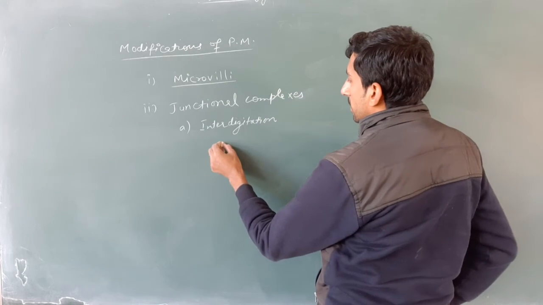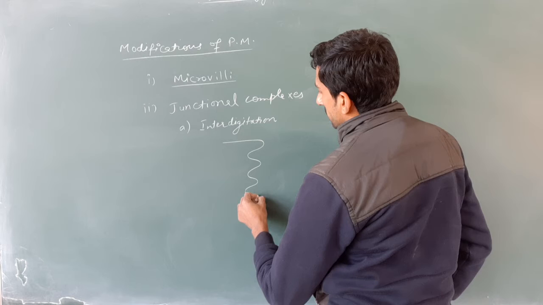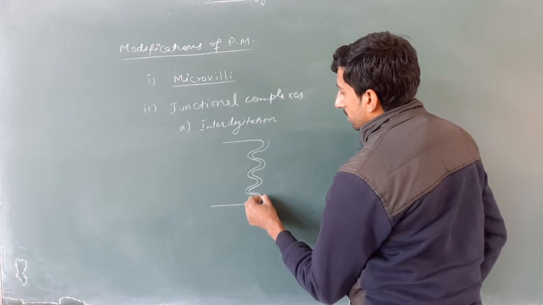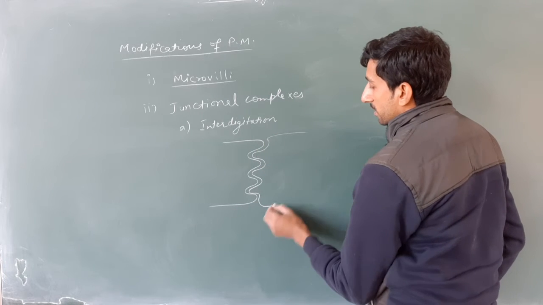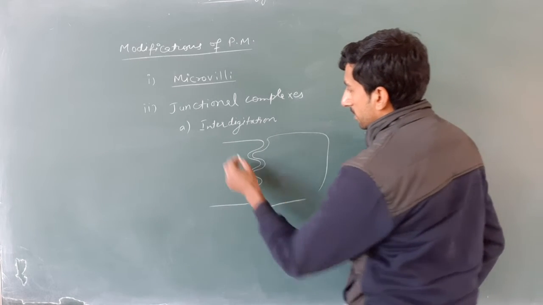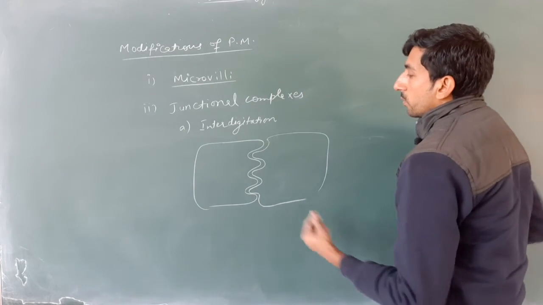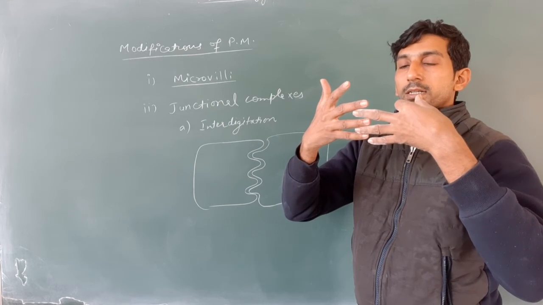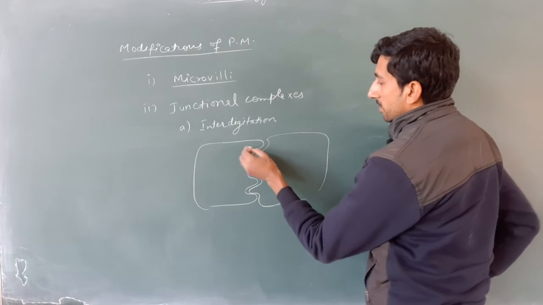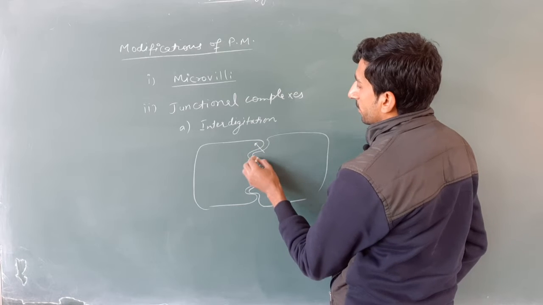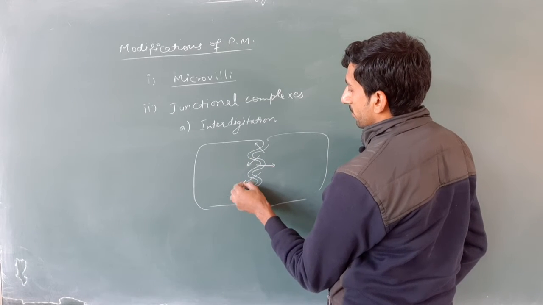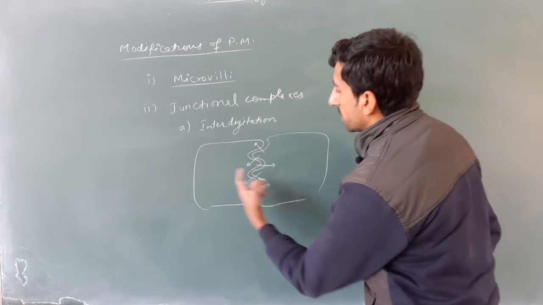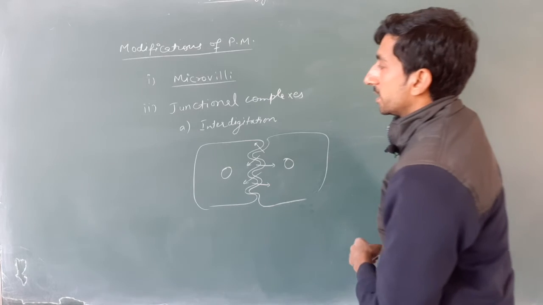Interdigitation is simply a junction where two cells make folds in such a manner that they look like digits which are interdigitating each other. This is interdigitation. This is formed in order to increase the surface area for exchange of molecules between two adjacent cells.